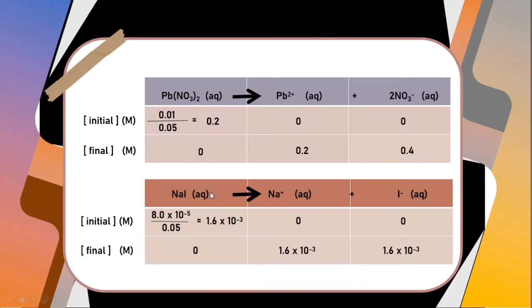Next, form another equation, this time the salt dissociation of sodium iodide. So, NaI dissociates into Na+ ion and I- ion. Find the initial concentration, which is 1.6 times 10 to the negative 3, and substitute it into the final concentration of Na+ ion and I- ion. Both of these equations consist of only one arrow because it is a salt dissociation.